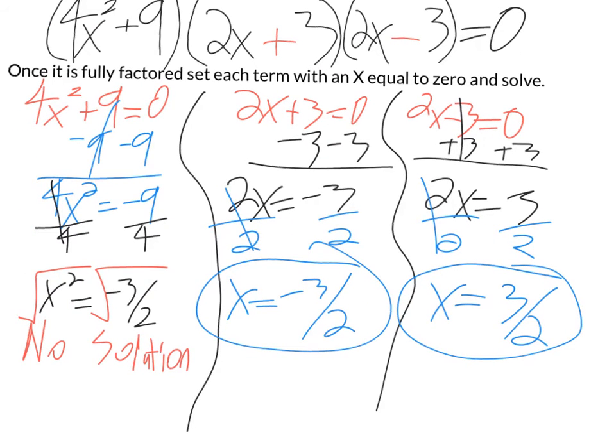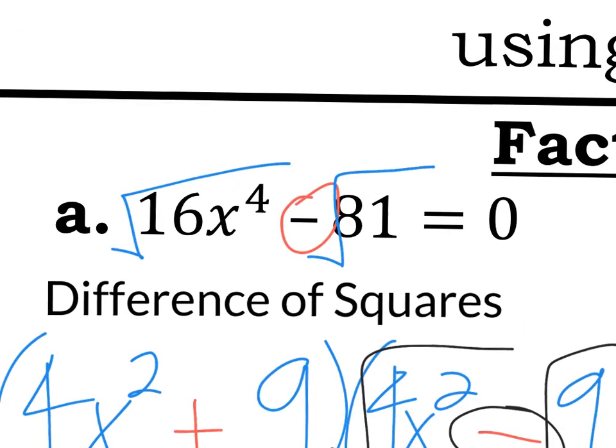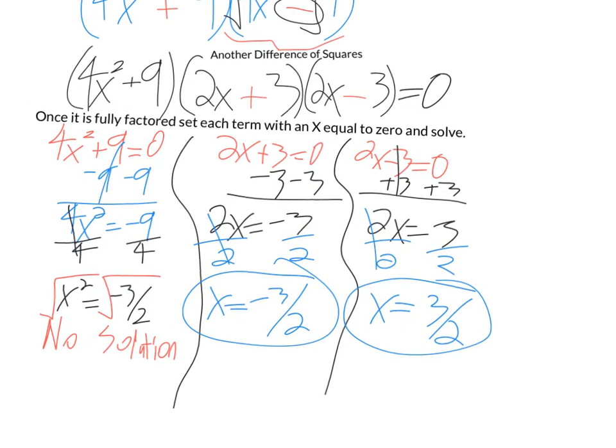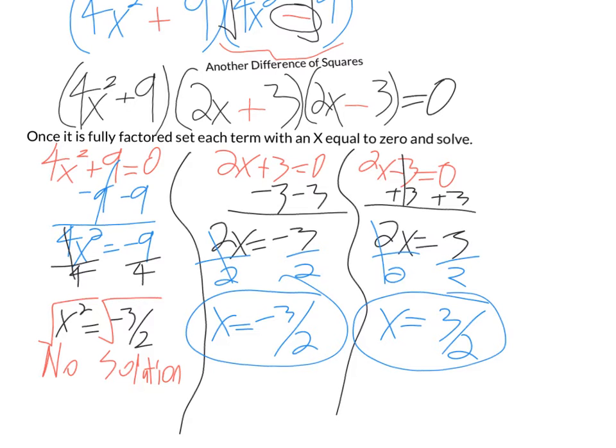So it's not like the whole thing was no solution, just that little term with the x squared over here, that little piece was no solution. These are the two areas, if you were to graph the original, if you were to graph 16x to the fourth minus 81, it would intersect with the x-axis 2 times at negative 3 over 2 or negative 1.5 and positive 3 over 2 or positive 1.5, okay? So with that being said, let's move on to example B.